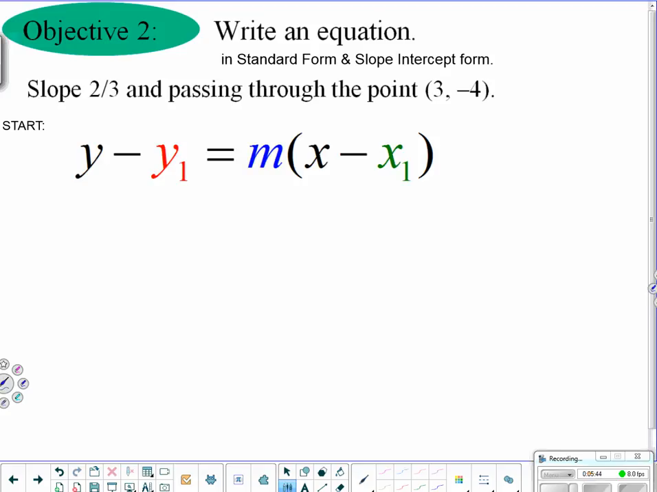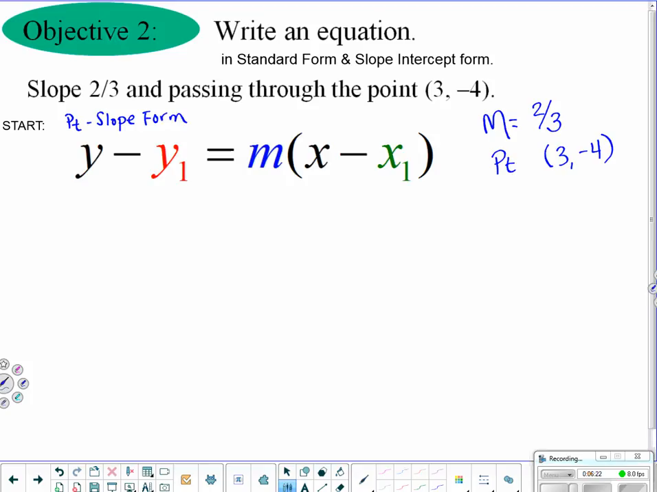Next objective says to write an equation in standard form and in slope-intercept form. Okay, we can do that. And they give us the slope, and they say it's passing through the point 3, -4. So two things that I'm given. The slope, which I'm going to change to m here rather than writing the word slope. And then I go through a point that is 3, -4. Very convenient to start with this point slope form of the equation, right? That's what we're seeing here.